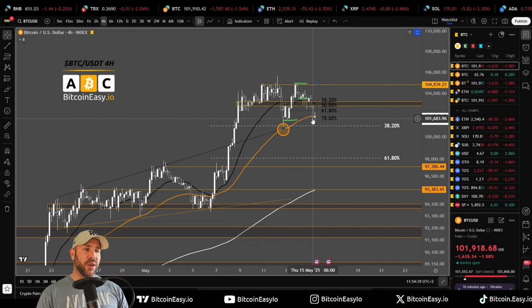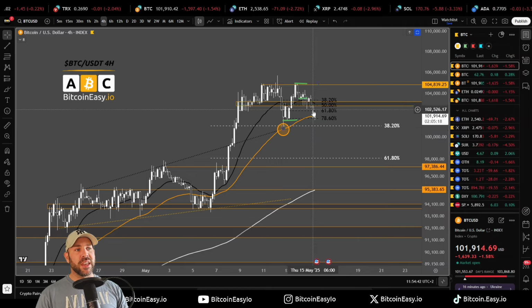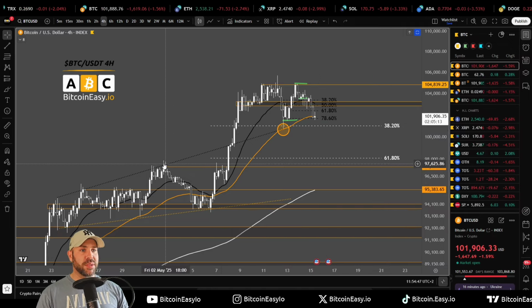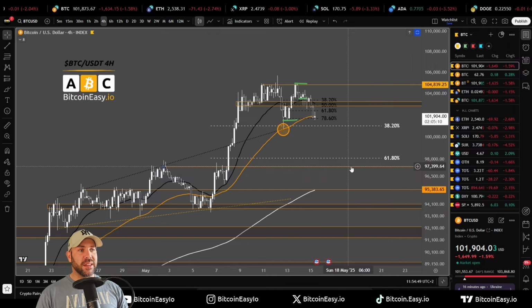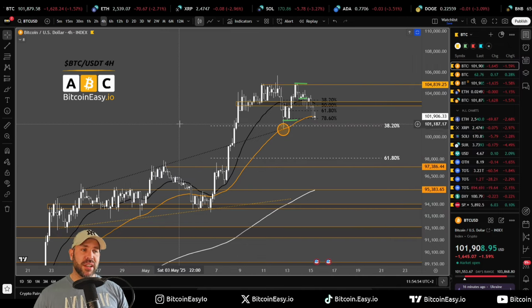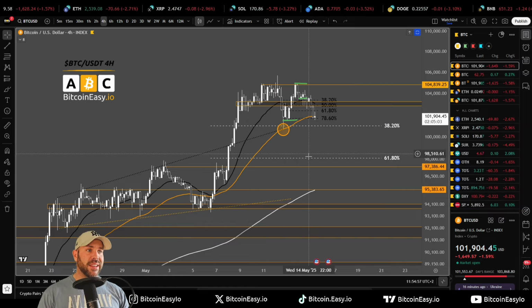Anything below there on a 4-hourly closing basis gives us very clear indication that we're moving down here towards the 61.8 on that retracement, which comes in alignment here with the prior range highs, and therefore a very, very strong support level also from the perspective that we had on the daily chart and the 3-day chart. That is a very likely support level here for Bitcoin.